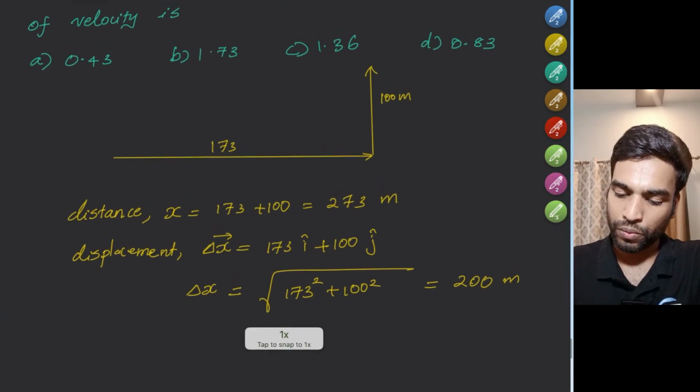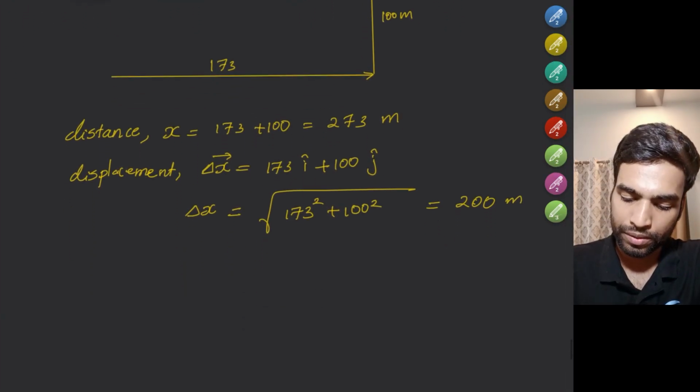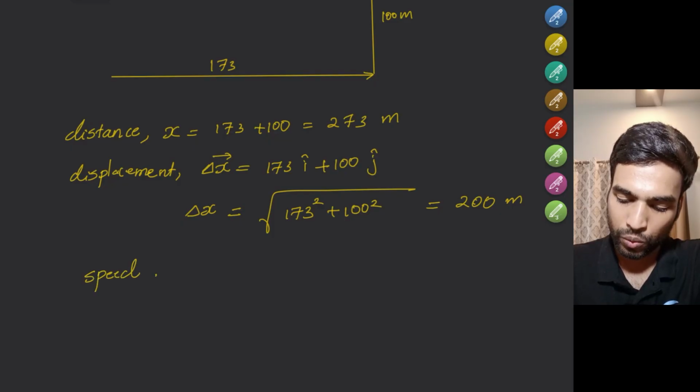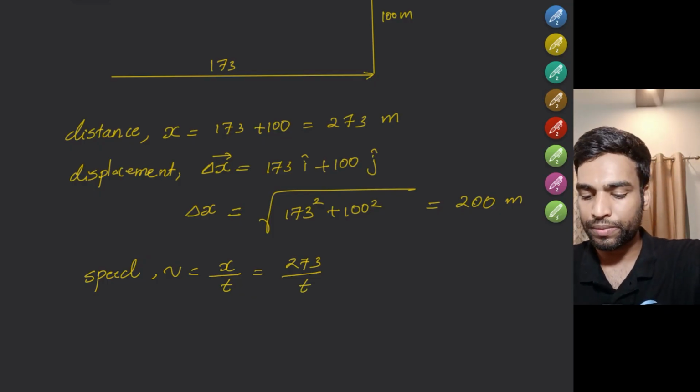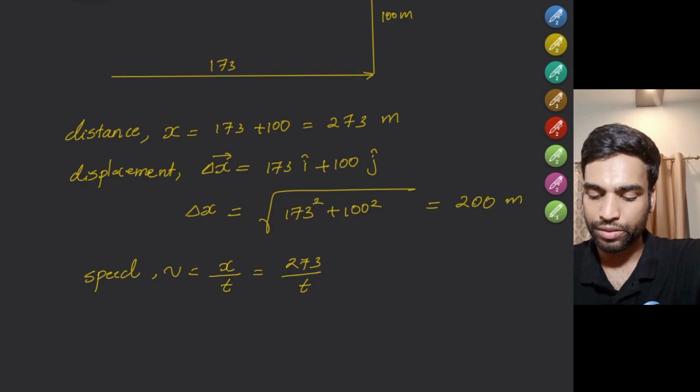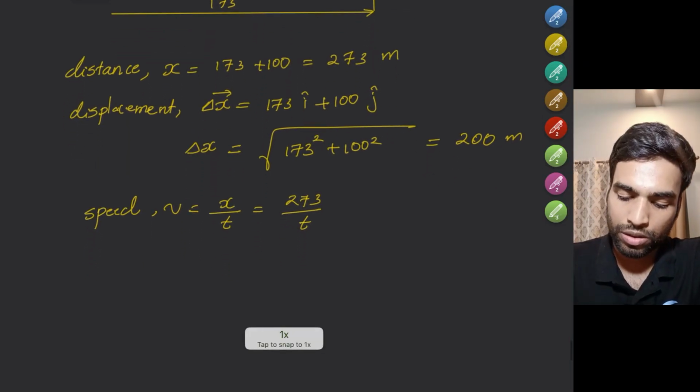Therefore, we can write speed. Speed is nothing but v equal to x divided by time duration. So 273 divided by t. Now we are not substituting time here. I will tell you the reason. Okay. Now velocity.